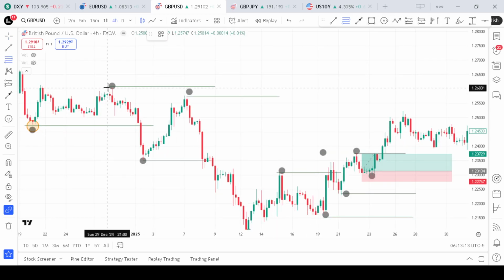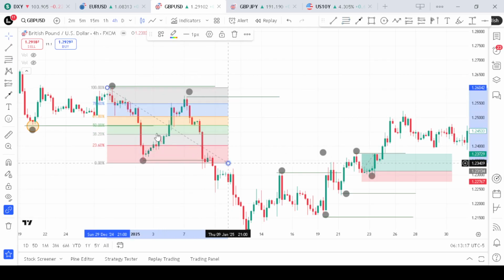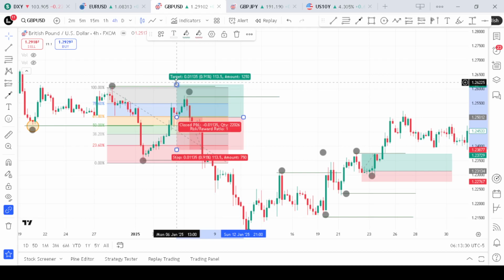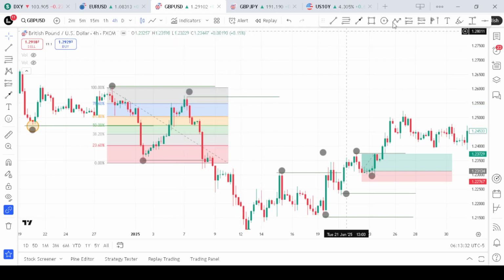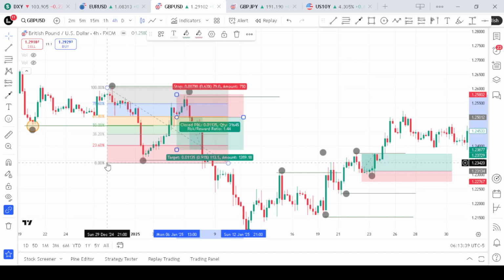We draw it from our swing low to our swing high. Then we can look for our optimum areas of reversal, our 78.60 level or our 61.80 level. Then we can take our trade based on these levels in charts. This is how we can take our trade based off these levels in charts when we are using our Fibonacci retracement tool.